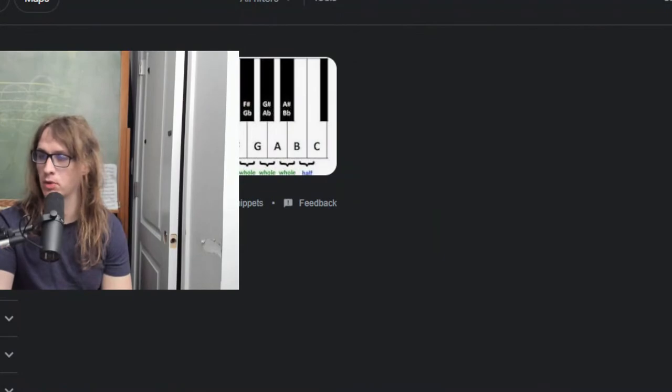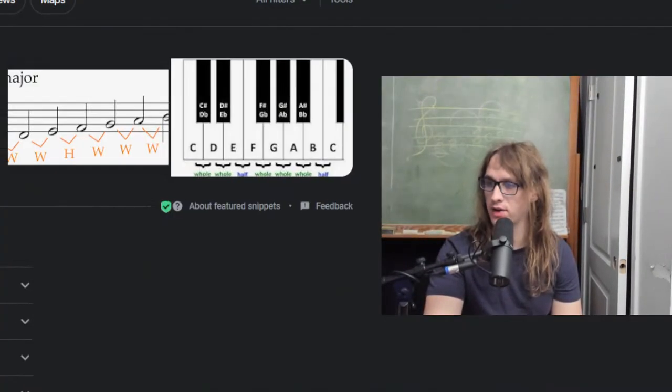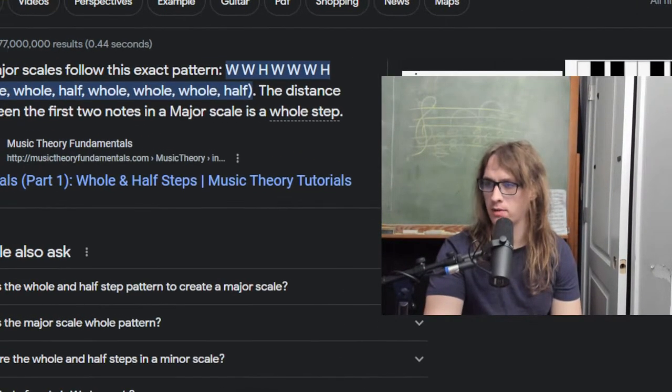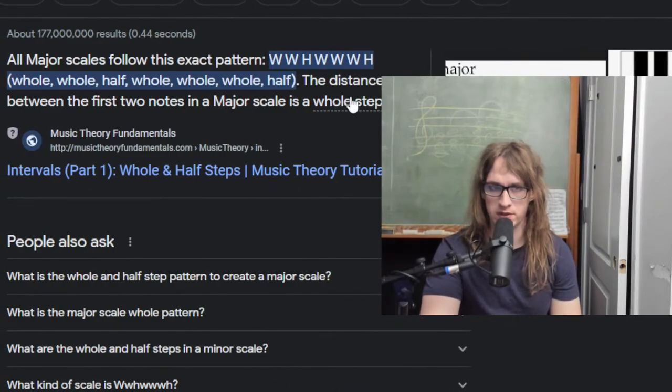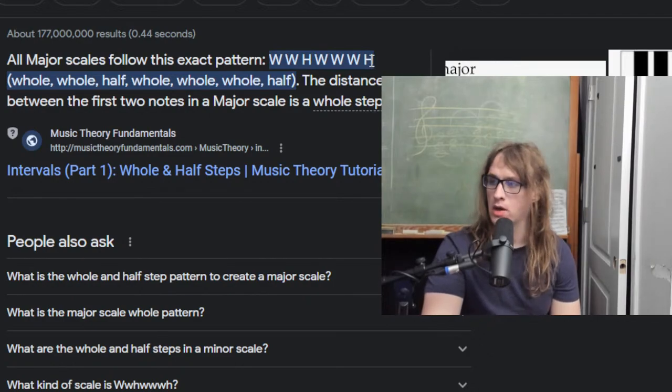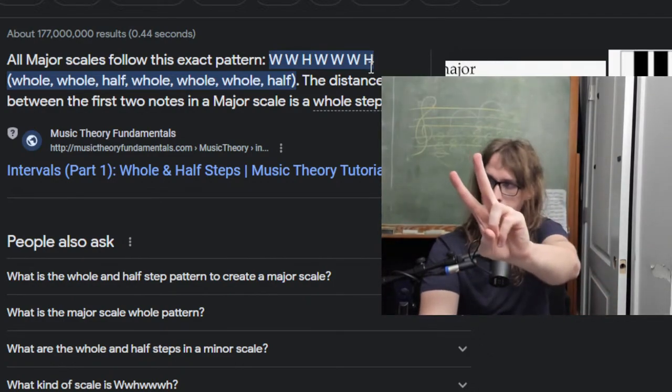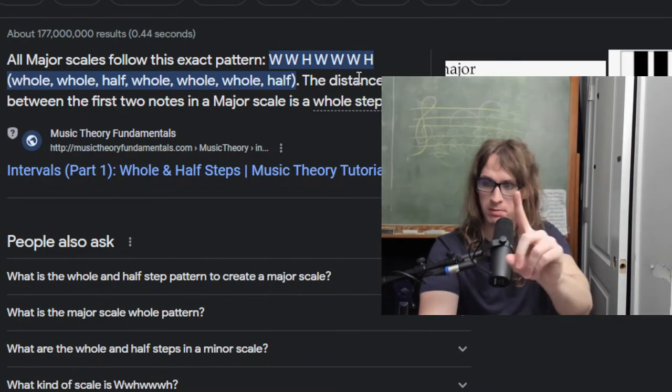That's how the circle of fifths works, okay? The whole step, half step pattern, basically, just doing a simple Google search will tell you everything with this stuff. So all major scales follow this exact pattern. Whole, whole, half, whole. So remember, a whole step is up two keys or two frets, a half step is up one.